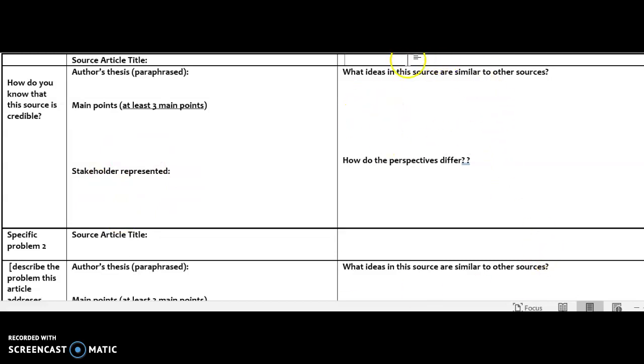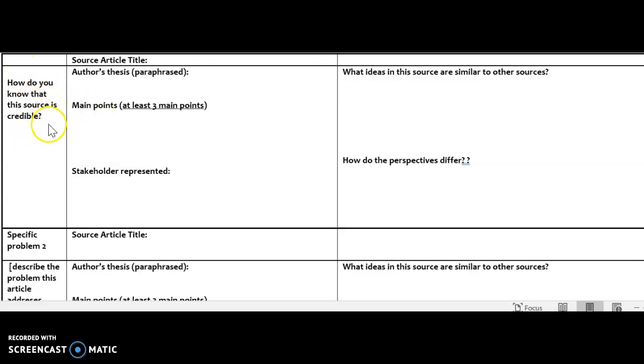And then what ideas in this source are similar to other sources, and how do the perspectives differ? You don't necessarily need to talk about every single similarity or how every single source differs from every other source. It's really just making 1 or 2 comparisons and then thinking about how that source has a different perspective than another source that you've collected. And this should be probably 4 to 10 sentences. And I think the more specific you are, the better prepared you're going to be to write your editorial.